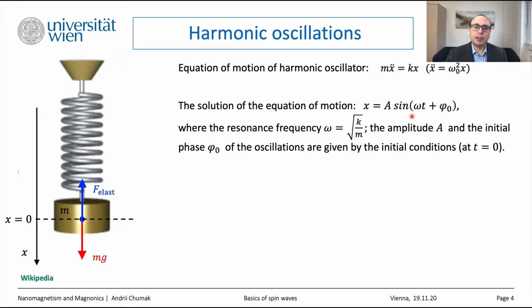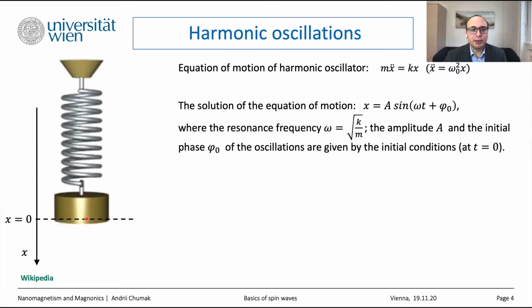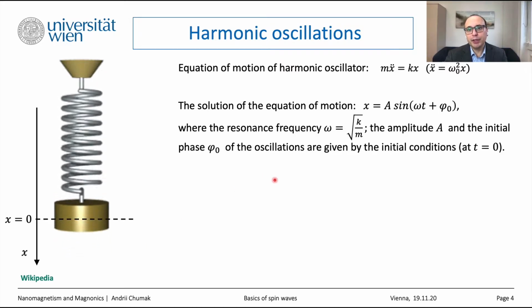But the most important thing is that now you understand that this displacement changes periodically as a sine or cosine function, and everything that changes ideally periodically like this is named harmonic oscillation. So this is our harmonic oscillation. That's the physical process which we are describing here.